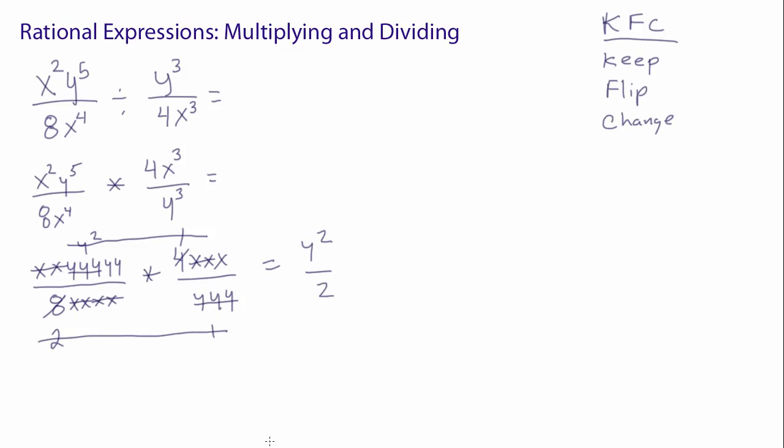And we're done there. So when you multiply or divide rational expressions, don't forget to factor, cancel, and then multiply. We do that so we won't have to reduce after we multiply or divide.